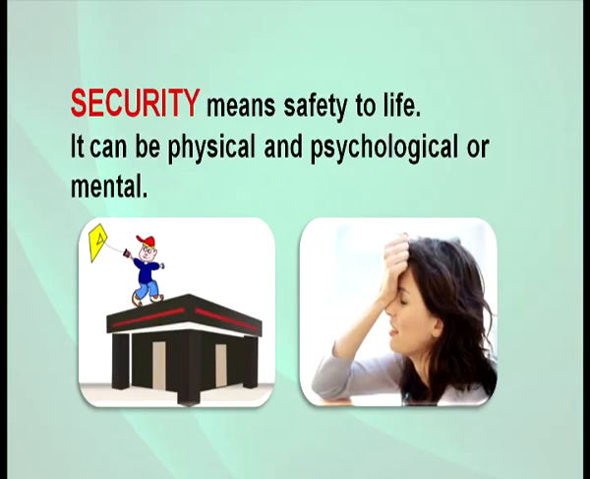In these two pictures, you can easily see a child flying a kite on a roof where there is no bar. So, there is a very high risk that this child, while flying the kite, can easily fall and get serious injuries. In another picture, you see an adolescent girl who is disturbed, I do not know why, but her mental or psychological security is at risk. What is physical security? We will talk about it one by one.